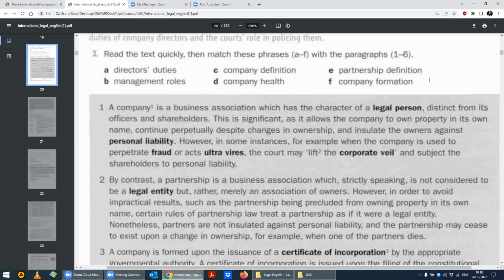Right, so basically, a company is a legal person. That is, it's an entity. And as a legal person, it can sue and be sued. It can own property. It can even commit crimes for which the directors might have to go to prison.